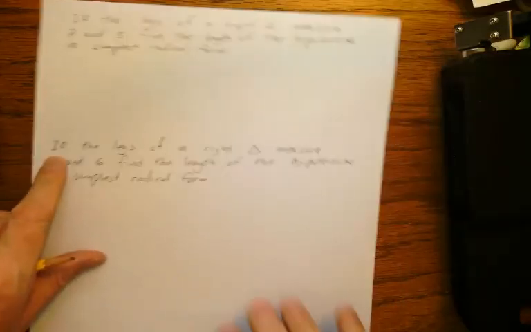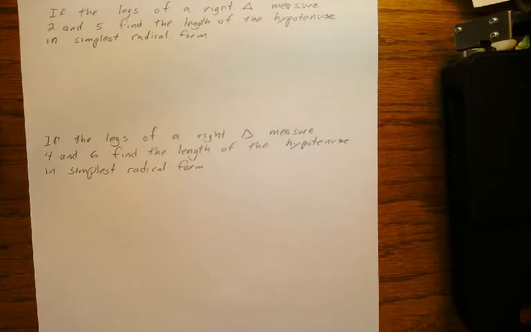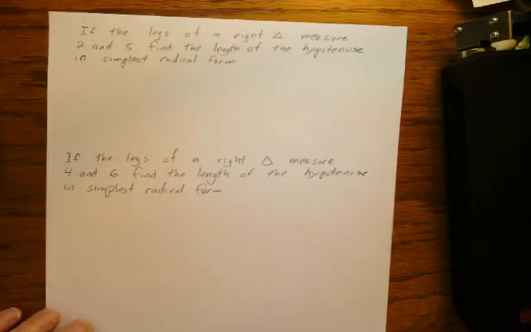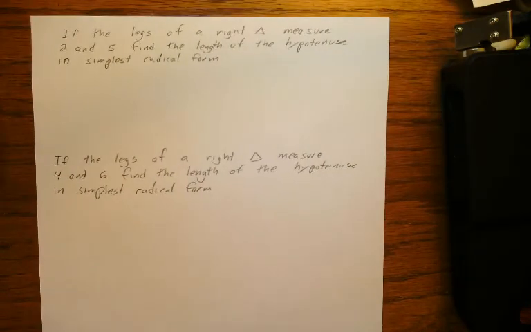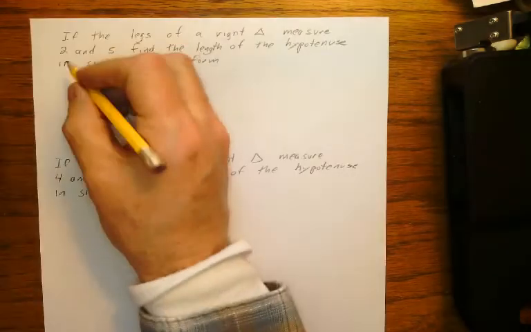Now, last class we learned how to simplify radicals, and that gets used a lot in the Pythagorean theorem too. So let's take a look at a couple of examples where we have to simplify. First example says that the legs of a right triangle measure 2 and 5, find the length of the hypotenuse in simplest radical form. Okay.